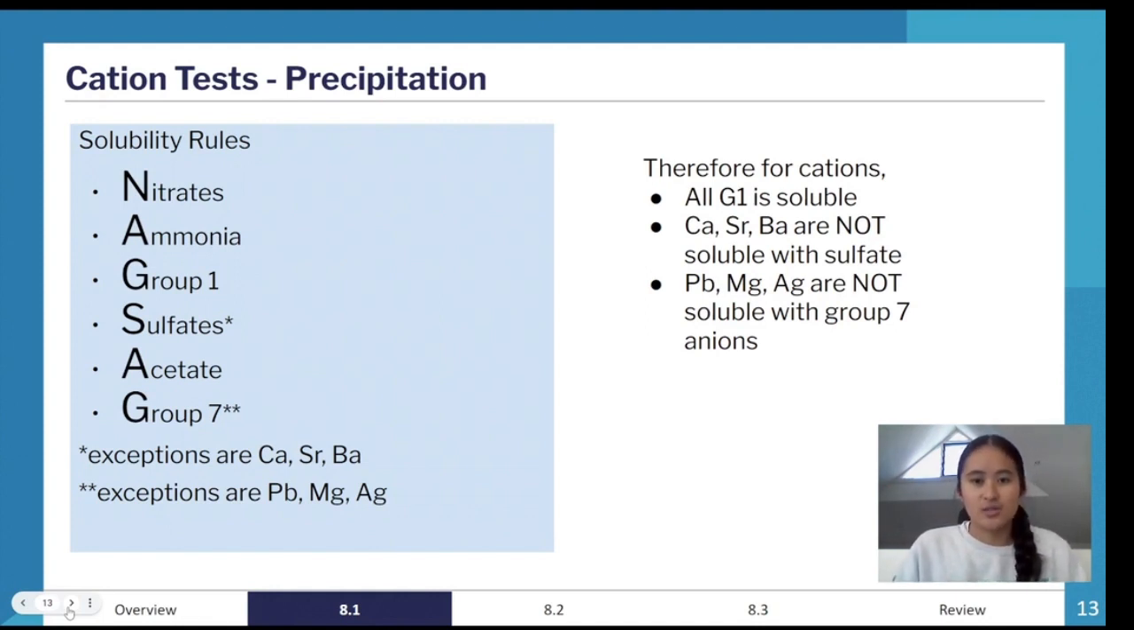In summary, for cations, all group 1 is soluble, castrobar are not soluble with sulfate, and PMS are not soluble with group 7. If you just know the solubility rules and their exceptions, precipitation is really, really easy, and it should come just naturally. Once you do lots of questions, you'll know the common ones that they like to bring up. A lot of the time they like to bring up barium sulfate. I don't know why, but barium sulfate comes up a lot. The more you practice the questions, the easier it gets.